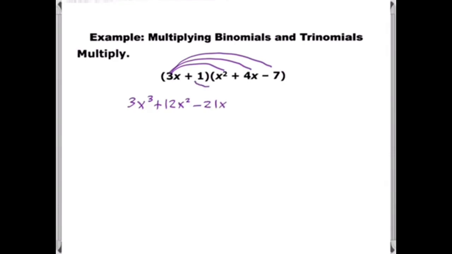Then I go with the 1. 1 times x squared is x squared. 1 times 4x is 4x, and then 1 times negative 7 is negative 7.